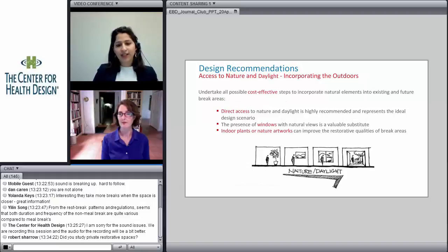And in terms of access to nature and daylight, we can all take those possible cost-effective steps in order to incorporate that natural element. The best one is just direct access to nature and daylight. But if that possibility is not there, just the presence of a window can help a lot. And even our study showed that if those are not possible, having indoor plants or nature artworks were evaluated with higher restorative qualities than just a room without any natural element.